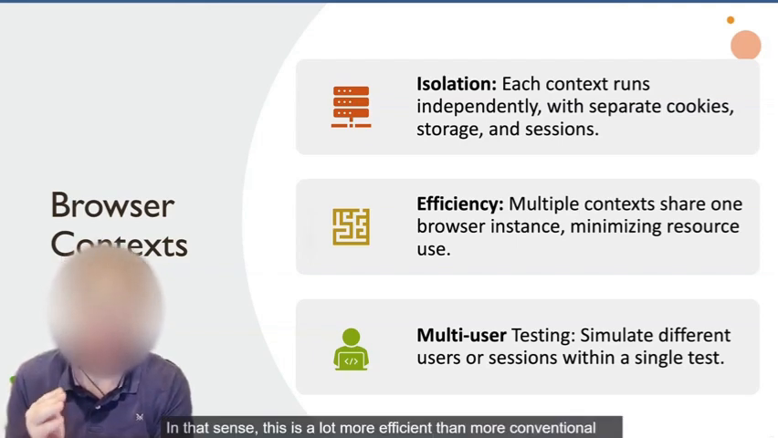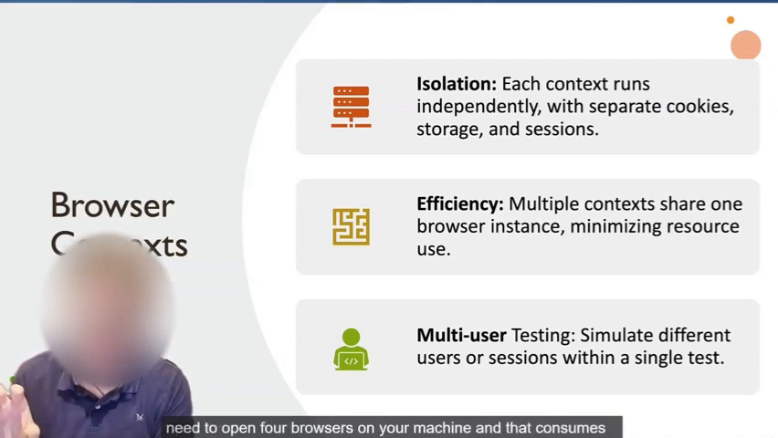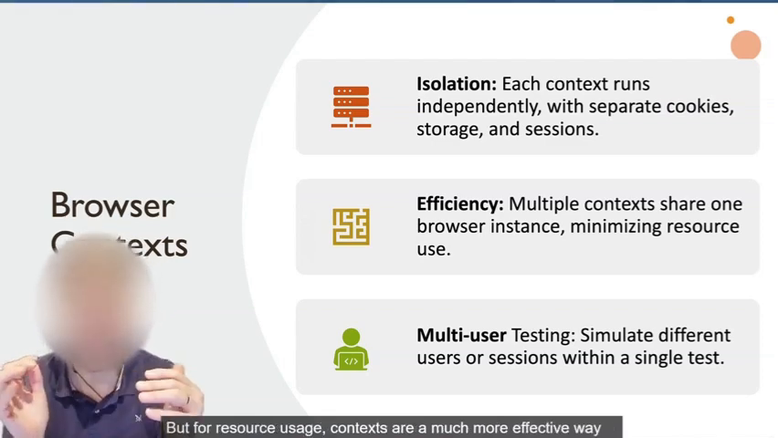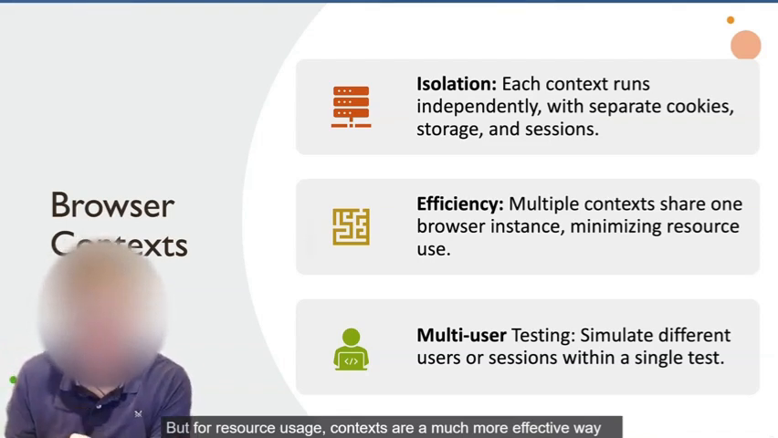This is a lot more efficient than more conventional approaches such as Selenium and Cypress, where in Selenium, for example, if you're running 4 tests in parallel, you need to open 4 browsers on your machine, and that consumes a lot more resources. Cypress doesn't support parallel execution on a single machine, so that's not really a question. But for resource usage, contexts are a much more effective way of managing your machine resources when you're running multiple tests.